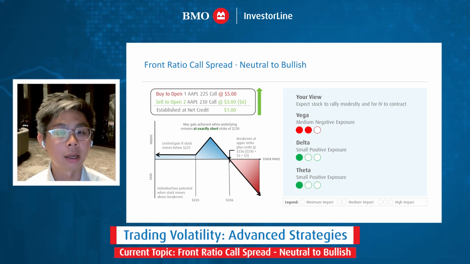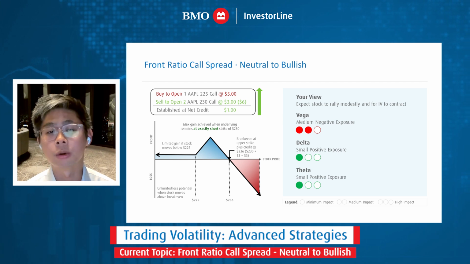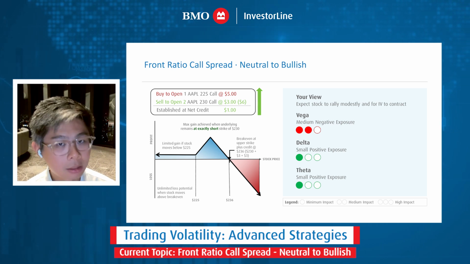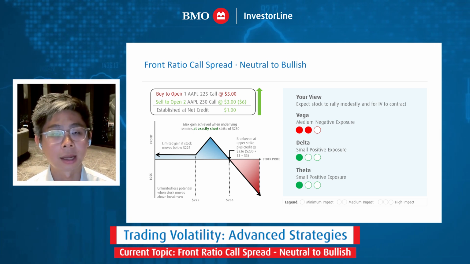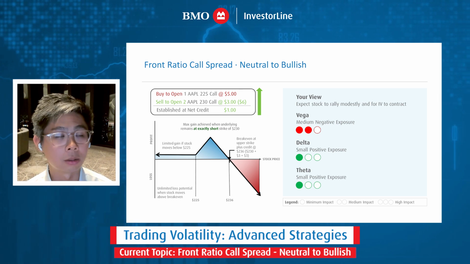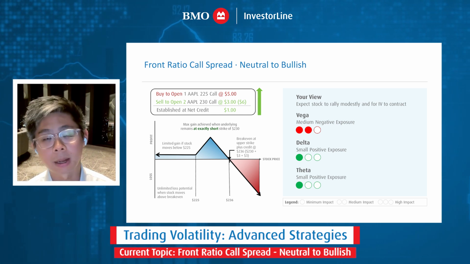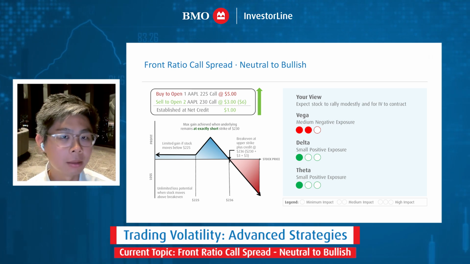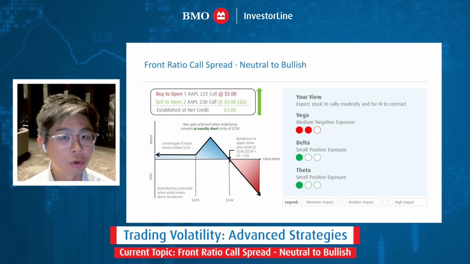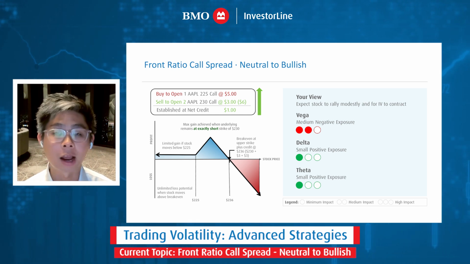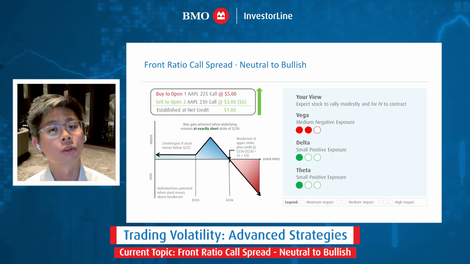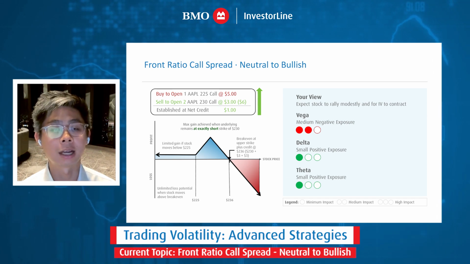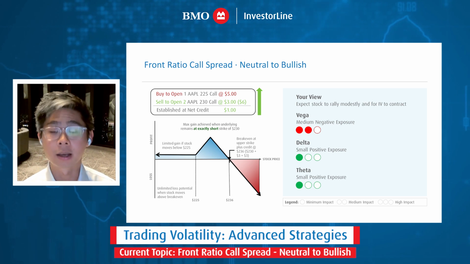So this gives you a strategy that gives you directional exposure to the upside. So if you expect the stock to rally modestly, right? And we'll talk about that here in a second. If you expect the stock to rally modestly, and you expect a contraction in implied volatility, this is a strategy that will allow you to get that medium Vega exposure, because you're short two call options. The strategy driver of this particular trade is that short option. So short options will benefit from a contraction in implied volatility.